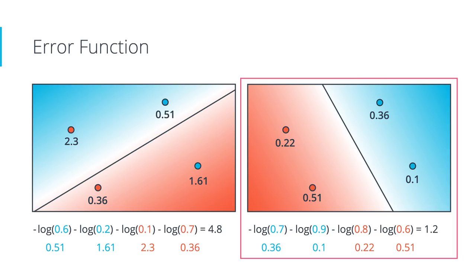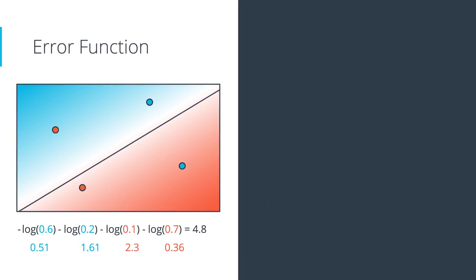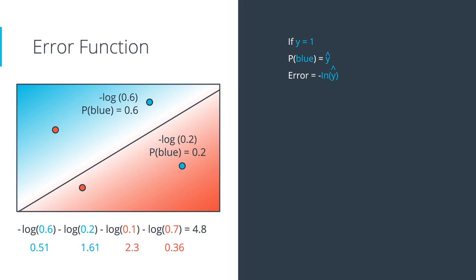So let's actually calculate the formula for the error function. Let's split into two cases. The first case being when y equals 1, so when the point is blue to begin with. The model tells us that the probability of being blue is the prediction y hat. So for these 2 points, the probabilities are 0.6 and 0.2. As we can see, the point in the blue area has more probability of being blue than the point in the red area. And our error is simply the negative logarithm of this probability. So it's precisely minus logarithm of y hat. In the figure, it's minus logarithm of 0.6 and minus logarithm of 0.2.